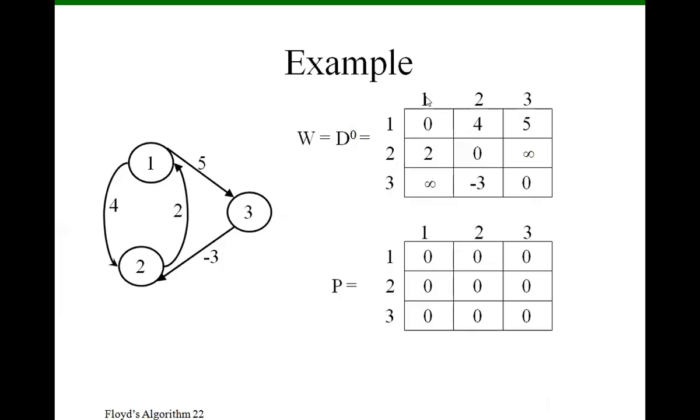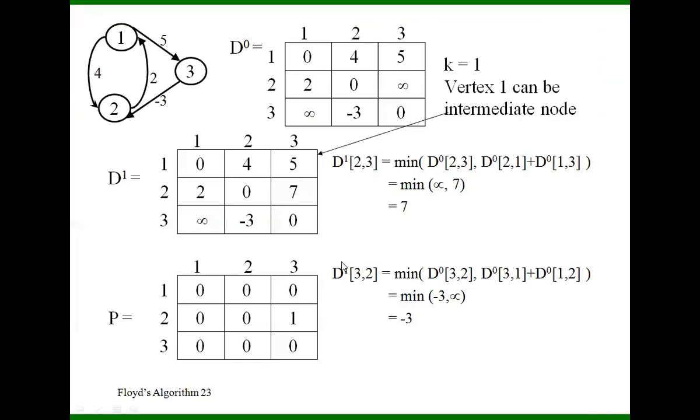Vertex 2 to vertex 1, the distance 2 is entered. See here, vertex 2 to vertex 3, there is no direct edge. So that is why we have taken infinity. So in this way, we are constructing the weight matrix. See the weight matrix, same as the given example, the procedure.